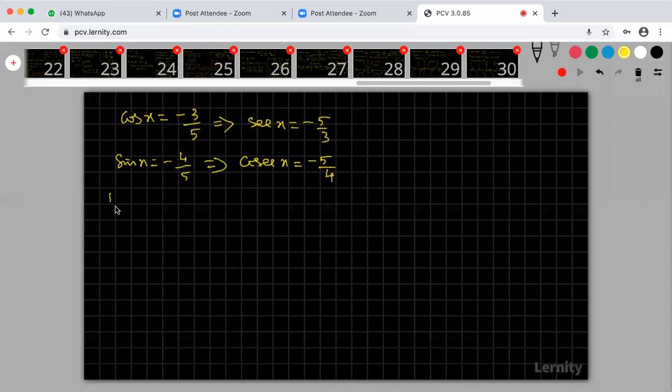Right, come to the tan x. What is my tan x? My tan x is equal to sin x by cos x. What is my sin x? Minus 4 by 5. What is my cos x? Minus 3 by 5. The 5 cancels, minus cancels. So therefore I will get 4 by 3. Right. What about your cot x? My cot x is the reciprocal of this tan x. Cos x by sin x or 1 by tan x is also cot x. So therefore, if this is 4 by 3, your cot x is 3 by 4. Okay.